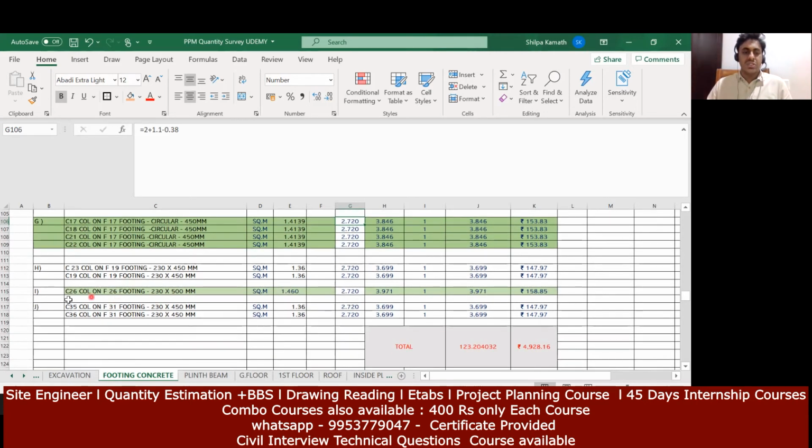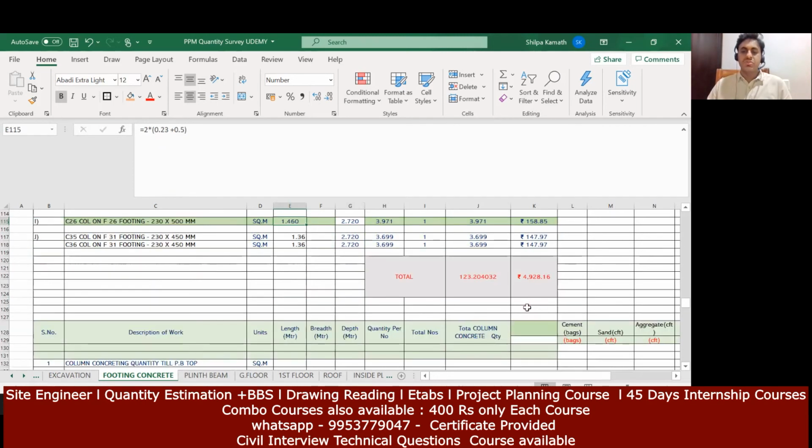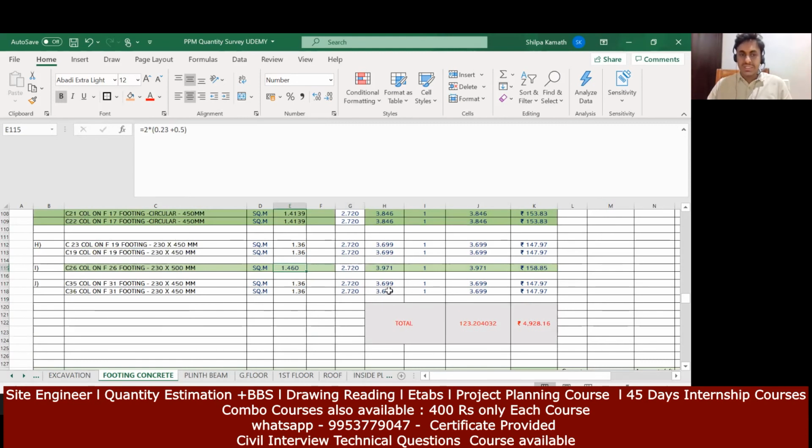Similarly, you have to concentrate on the C26 column, because in the C26 column, the size of the column is 230 by 500. So here the perimeter will be 2 into (0.23 plus 0.5), and the rest all remains the same. So this was all about the column shuttering quantity, how you need to do the column shuttering quantity for the circular column, and you need to be careful when there is a change in the size of the column.